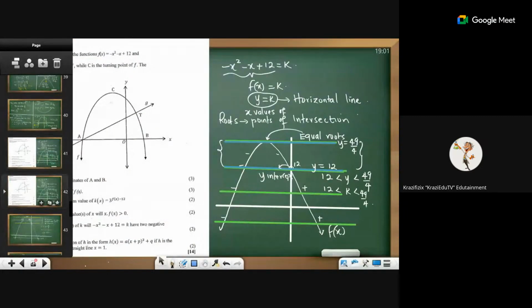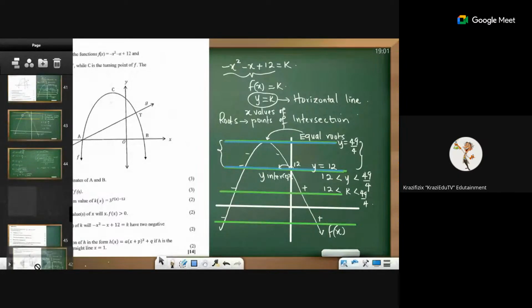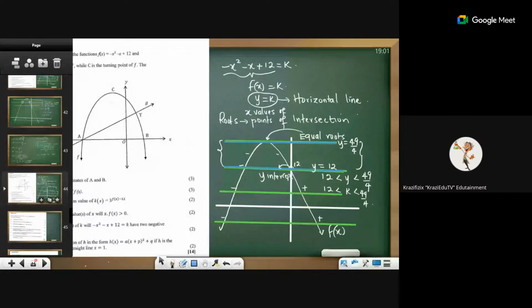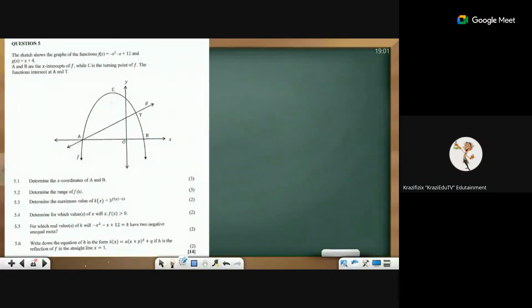Let's do the last one together again quickly and move to the next question. Please rewatch these lessons if you want to understand functions, nature of roots. Look at the last one. Write down the value of h, reflection. Now I see. They say we should write down in this format, right? a(x plus p) squared plus q. If h is the reflection, okay.